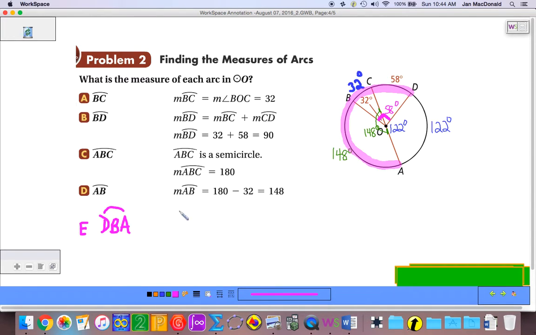So the easiest way to find the measure of arc DBA would be 360. Sorry, my pen is being a little funky. Subtract 122 degrees. Which would be 238 degrees.